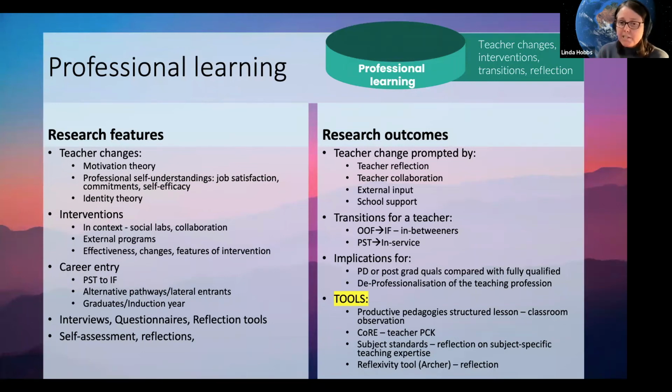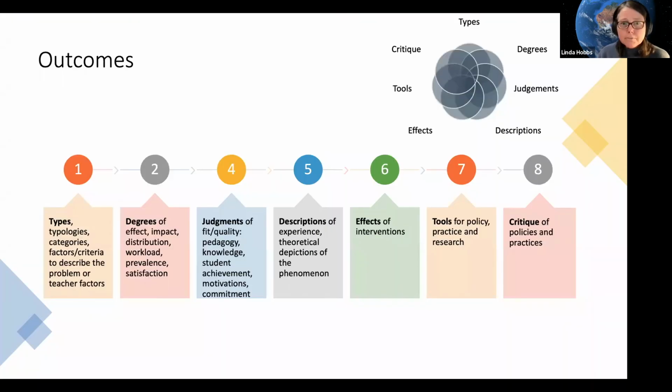Again, deprofessionalisation emerged, and look at those wonderful tools. You've got four tools there. Productive pedagogies, that was from Susan's. Yeah, the structured lesson. No, that was Sam in Israel. Your core, which we heard about yesterday from Jared. Subject standards, which is Susan's, and also that reflexivity tool, also from Susan's, which is looking at reflection. So a few different tools there.